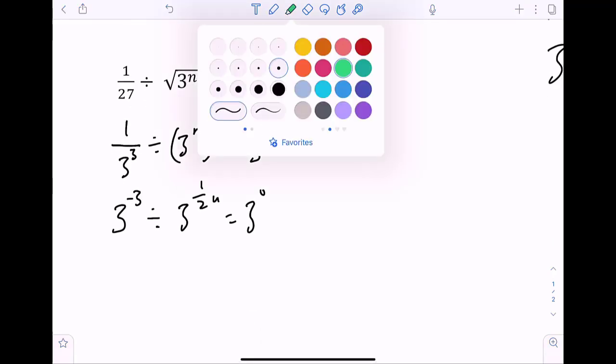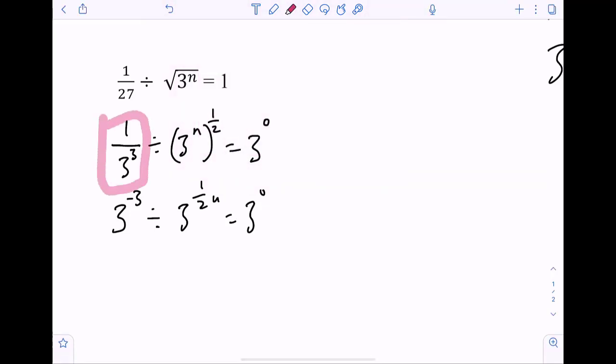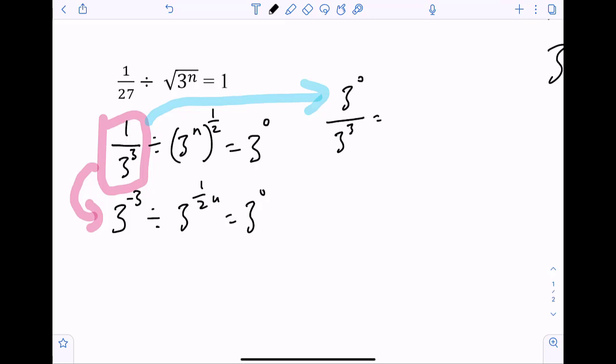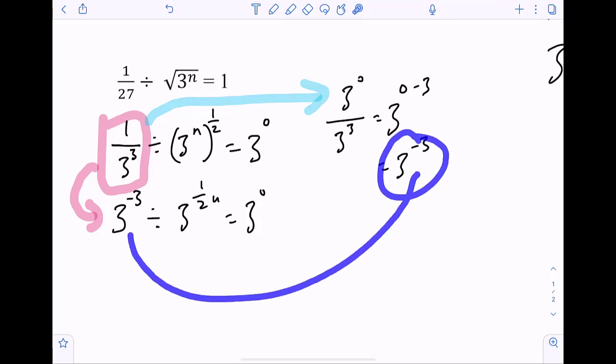Now, for some of us, we are not so comfortable to do from here to here, right? There is another way. Okay, so what's the other way? Let me explain. The other way is to change the 1. Okay, change the 1 into 3 to the power of 0 over 3 cubed. Alright? And since it's a division, it's 3 to the power of 0 minus 3, which at the end is just 3 to the power of negative 3. Same thing as what we had here.